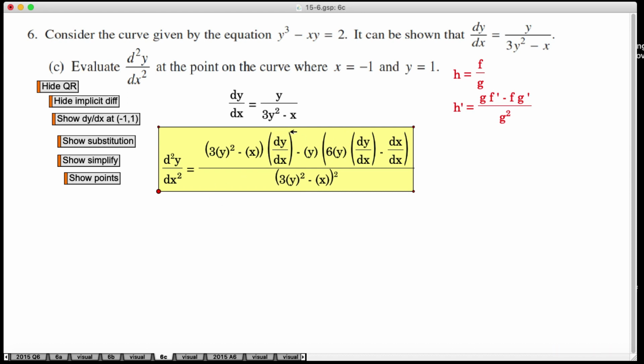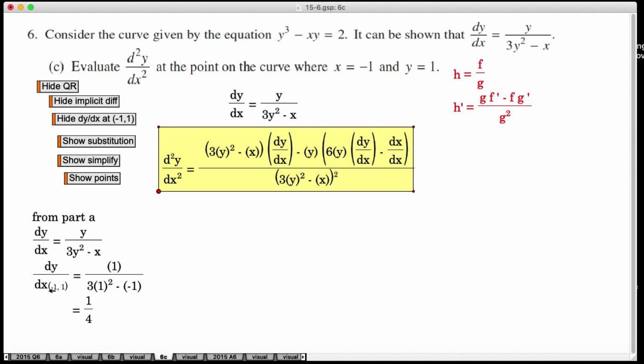Now, the other thing is we need to know dy/dx, but it's dy/dx also at this point. And hopefully you remember that you don't have to redo it again. We did this in part A. So we don't want to redo this again. We need to know that dy/dx at the same point here, (-1, 1), is a quarter.